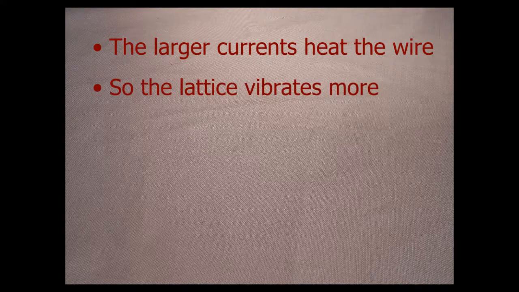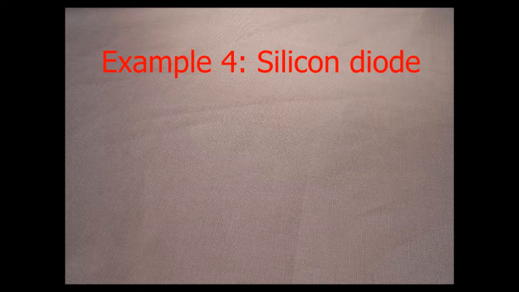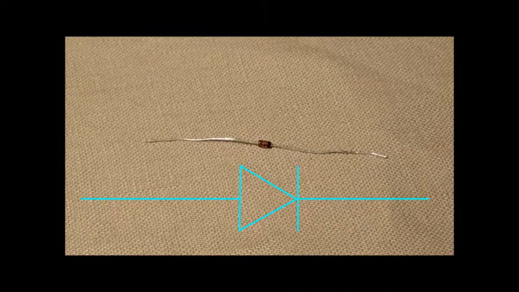This increases the resistance, so for a given increase in voltage you get a smaller current change. Example 4 is the diode. A diode is a solid state component that only allows current to flow one way. This is an actual diode, and its symbol. Conventional current flows in the direction of the triangle arrow, and the bar corresponds to the black line on the diode itself.